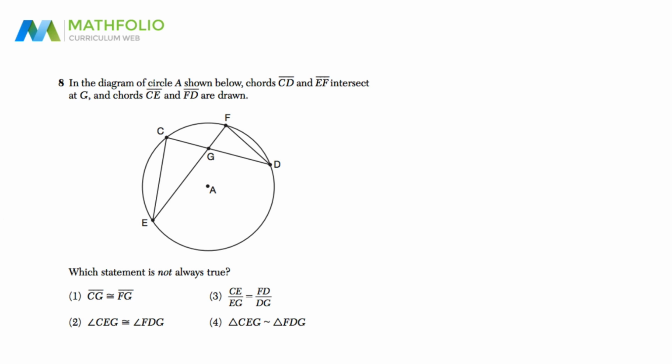Question number 8 says, in diagram of circle A shown below, chords CD and EF intersect at G. So that's shown right here. C to D and E to F intersect at G. And it also tells us that C to E and F to D are drawn. Which statement is not always true? So this is really important. Not always true. Well, let's label what we know.